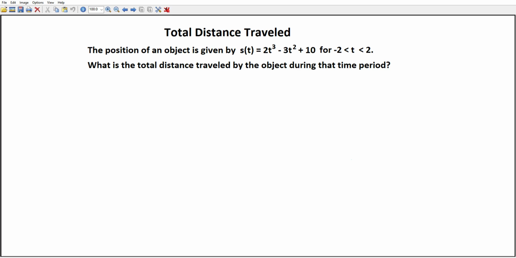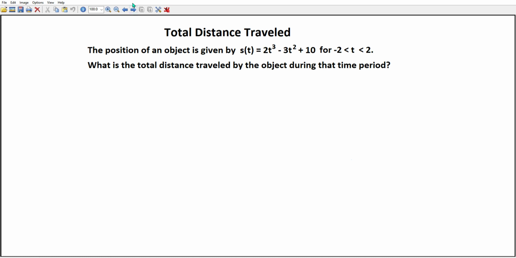Now, it's important to realize that the answer is not simply going to be where the object ended minus where the object started, because if I travel a mile to the store and a mile back, I have traveled 2 miles, even though I started and ended in the same place. So we will have to account for turning around and count every distance traveled as positive.